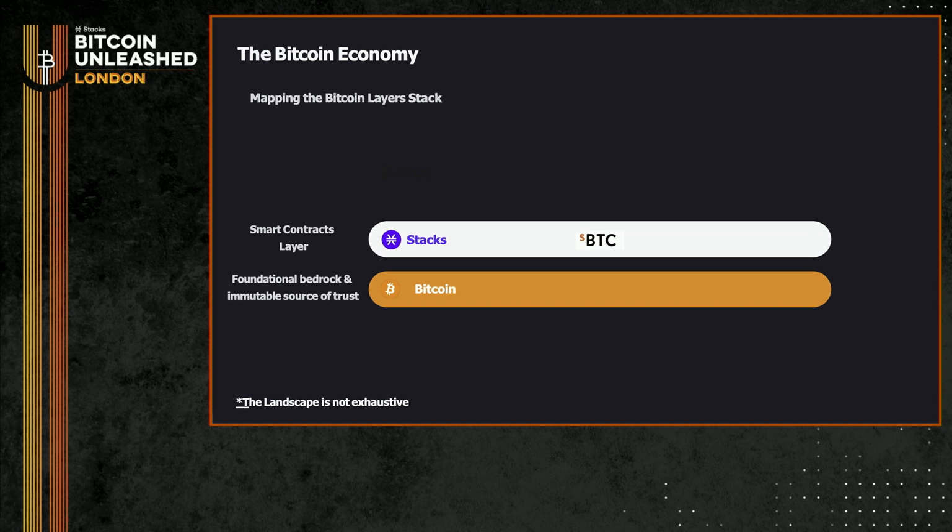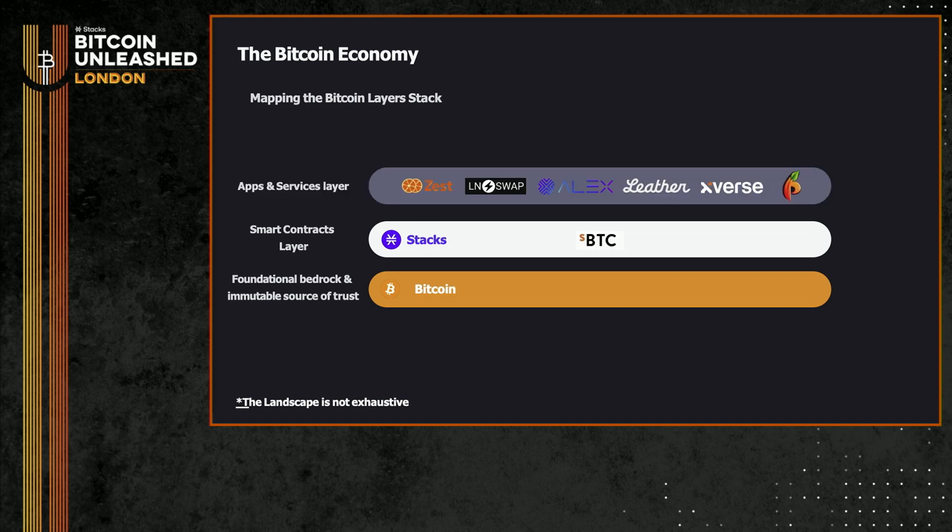powers the sBTC protocol. And then lastly, you have the apps and services layer, and these are just a handful of applications that are prepared to launch with sBTC when it goes live. Everything from lending to atomic swaps with Bitcoin on the Lightning Network and on sBTC, decentralized exchange, and much, much more.